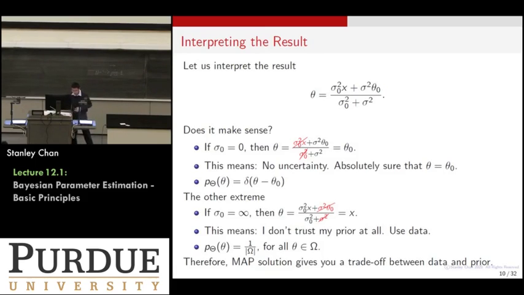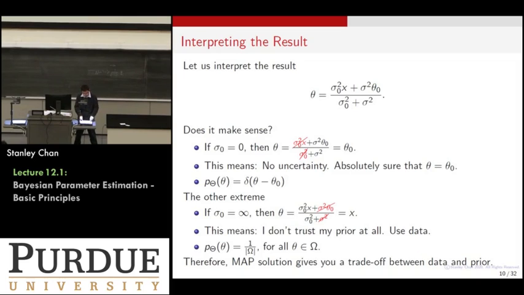So this is a slide summarizing what we have just discussed. You are looking at this term now. In the ideal case where sigma 0 is indeed 0, you can show that this term will go to theta 0. There's no uncertainty, absolutely sure that theta is theta 0. Sigma 0 equals 0 means there's absolutely no uncertainty about your prior. Your prior is a delta function, and therefore your solution is theta 0.